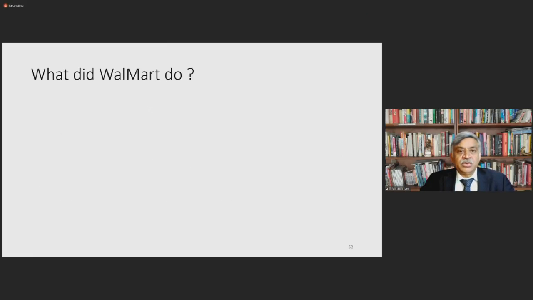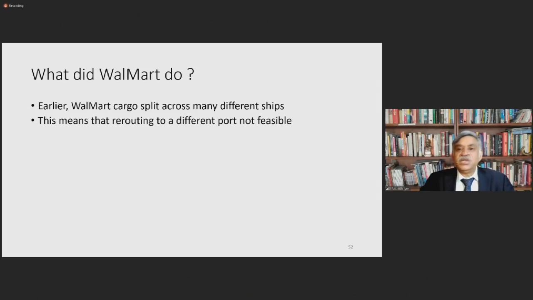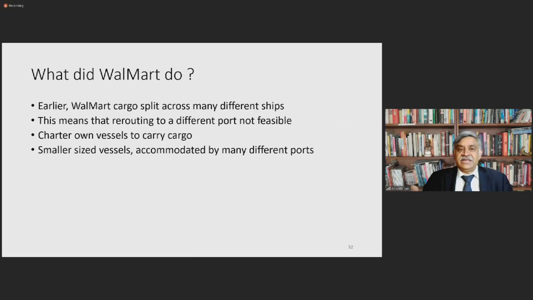So what did Walmart do? And here you can click through. Earlier, Walmart's cargo was split across many ships. And in fact, in our data set, we can actually look at the particular ship code, the vessel code, to see which vessels had Walmart cargo in it, where did they arrive, etc. Well, when you share a ship with many other people, you can't demand rerouting if you're 5% of it. So what Walmart decided to do is charter its own vehicles to carry cargo.